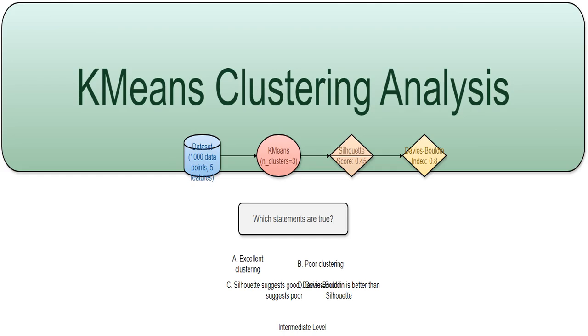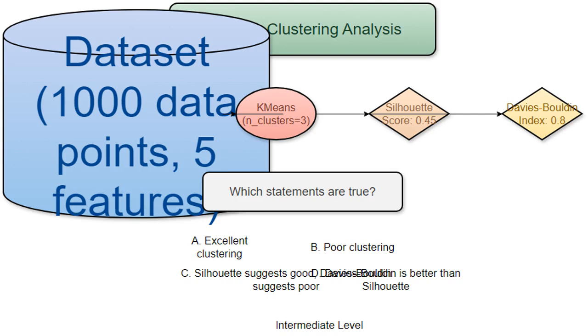I'm analyzing data using the K-means algorithm, a popular method for grouping similar data points together. It's like sorting laundry. K-means finds the best way to separate different types of clothes, data points, into separate piles, clusters. I have a dataset with 1,000 individual data points.